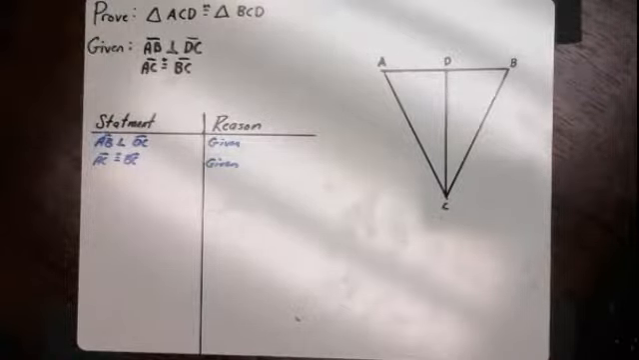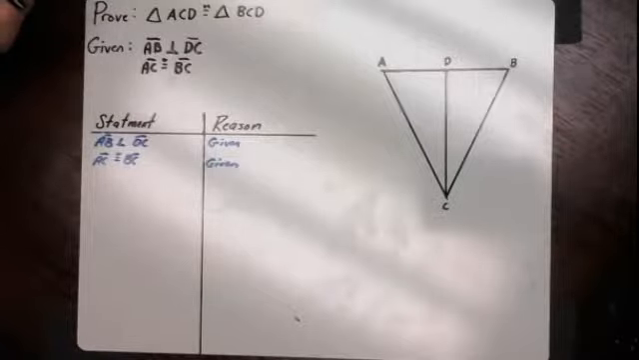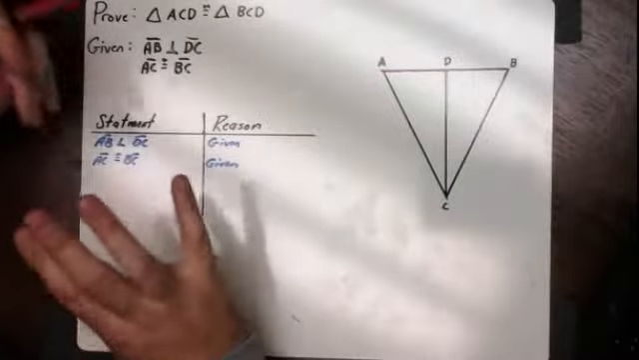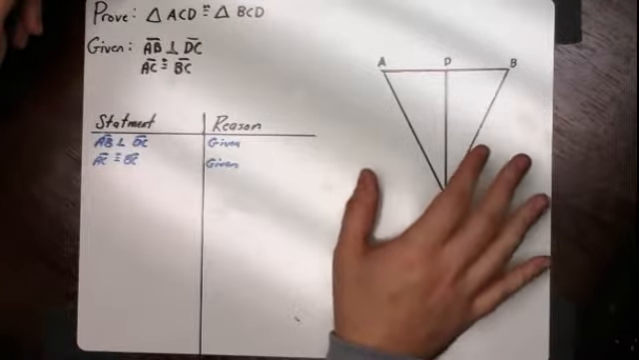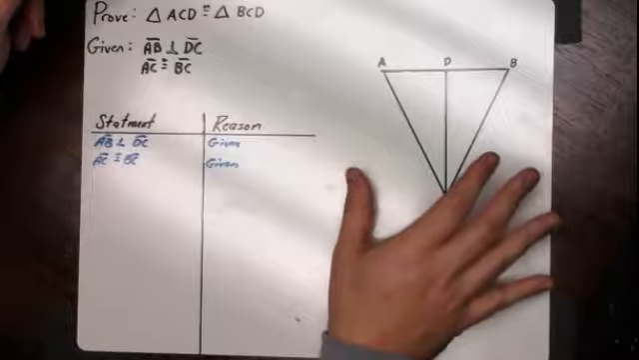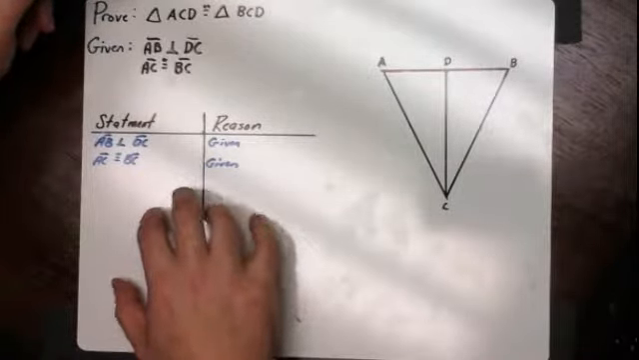Now, with these, we want to handle them a little bit differently than maybe other proofs, even though this is a tactic that works for any proof. I want to plan this out first and see how I'm going to prove the triangles are congruent before I get to this table.